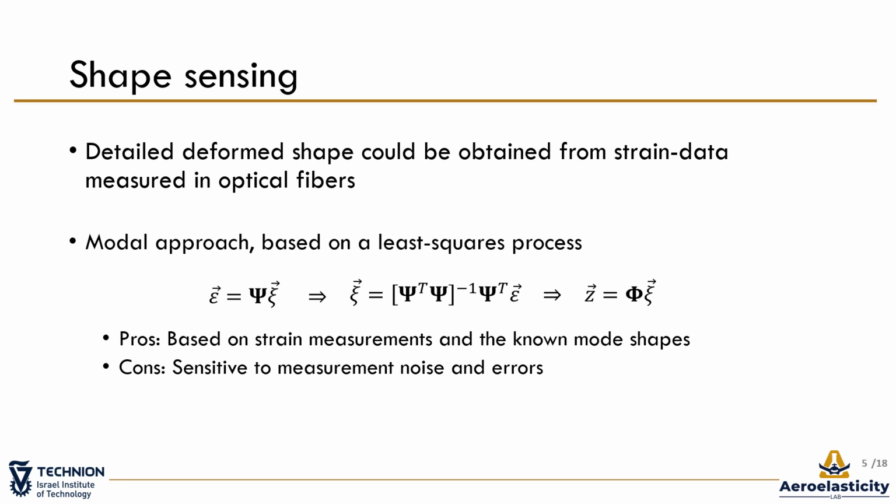The deformed shape of the wing can be obtained from strain data. When good strain measurements are available, the model displacements, marked here as Xi, can be evaluated using the least squares process while using strain modes, marked here as Psi. Both strain and displacement modes can be computed from a finite element model or ground vibration testing.